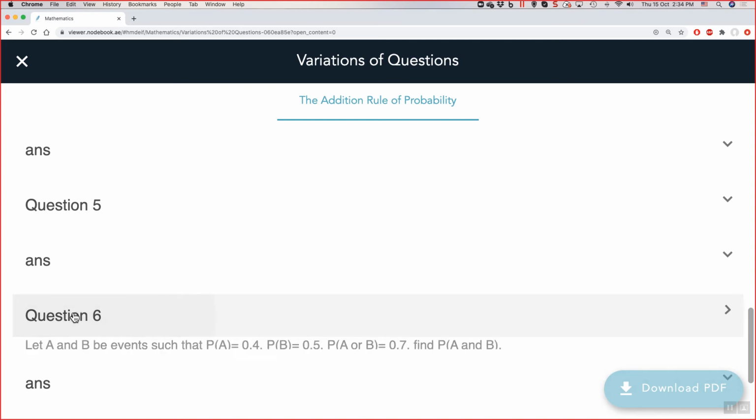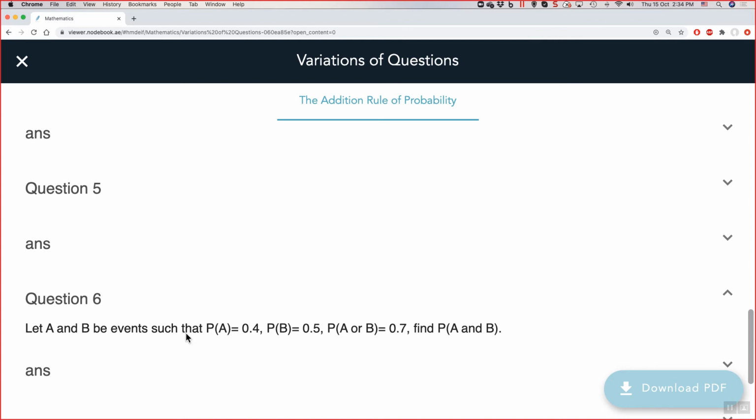Question 6. Let A and B be events such that the probability of A equals 0.4, the probability of B is 0.5, the probability of A or B equals 0.7. Find the probability of A and B. This question is a theoretical question. There are no names, there is no story behind it. I'm just giving you the probability of A and B, arbitrarily chosen events, or assumed that we have events A and B. This is the probability of A and B. Here's the probability of the OR. He wants the probability of AND.